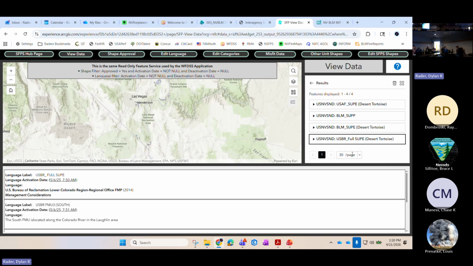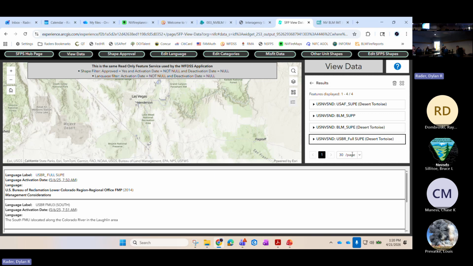Another thing I noticed here, I was going to ask you, Dylan, I remember in the old WFDS, you could see which ones were turned on and which ones were turned off. So it looks like these are all the ones that are turned on still, is that correct? Yes. If they're in Spatial Fire Planning Service, they're active.